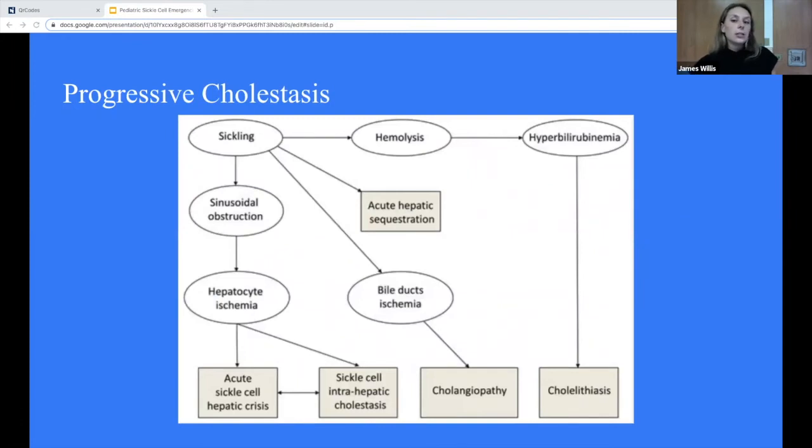Hepatobiliary complications are common in sickle cell, more rare in children, more commonly in adults, but it does have a high mortality. For example, intrahepatic cholestasis can cause fulminant liver failure very quickly, leading to coagulopathy and encephalopathy. So very important to assess for as well.